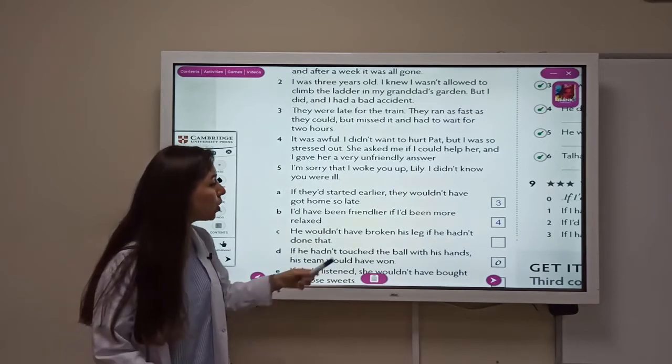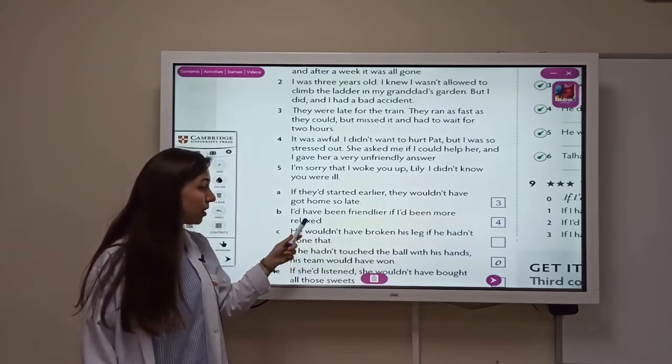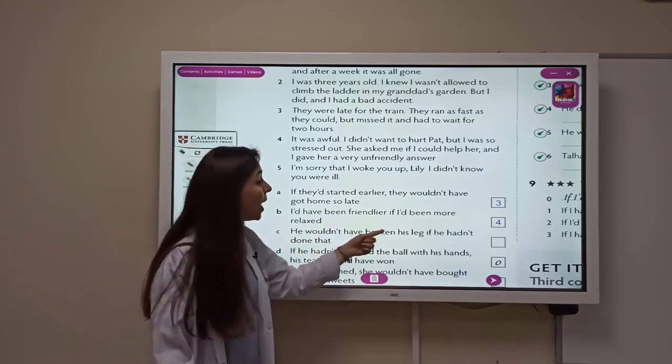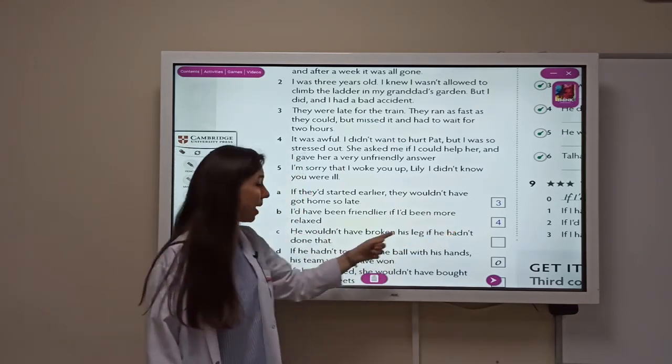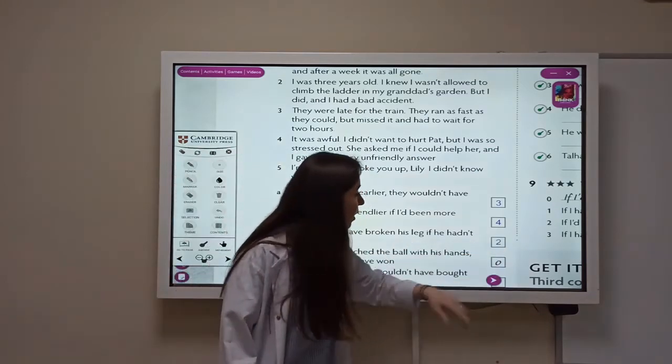He wouldn't have broken his leg if he hadn't done that. Look here, would not plus have, his leg, if he hadn't, past perfect, done that. If he hadn't done that. Match with 2.